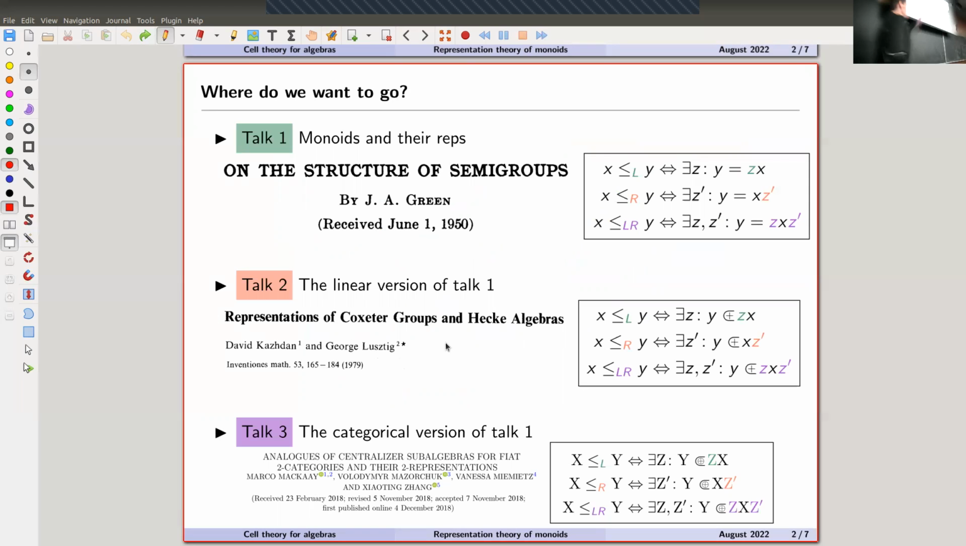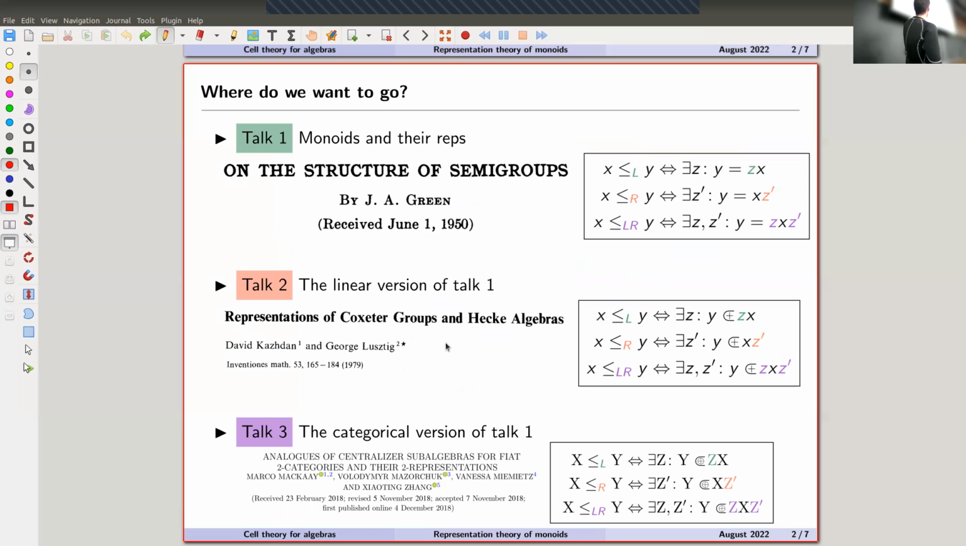Slowly, and they all look the same, right? But the point is that it's really just always the same. So if you understand the monoids, and you want to run away after the first talk, the monoids are kind of enough, and you can do the rest yourself. First talk, monoid; second talk, linear version; and third talk, the categorical version. Basically, based on those papers.